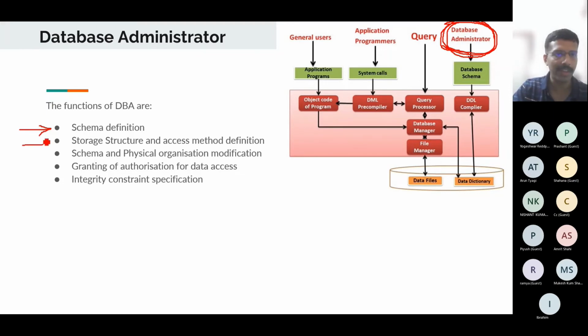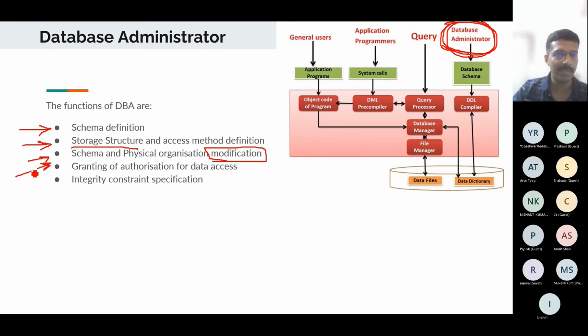Then the storage structure and access method definition, which comes in the physical level, how you want to store the data. Then schema and physical organization modification. Suppose a database is already there and you need to modify it; the person responsible for doing that is the DBA. Like I told you, if you want to move the index from B+ tree to red black tree, things like that. Then granting of authorization for data access. If somebody newly joins the company and needs to access the data, then the database administrator is supposed to give him access to whatever data he wants, only what is relevant to them, like the user roles that we saw earlier.